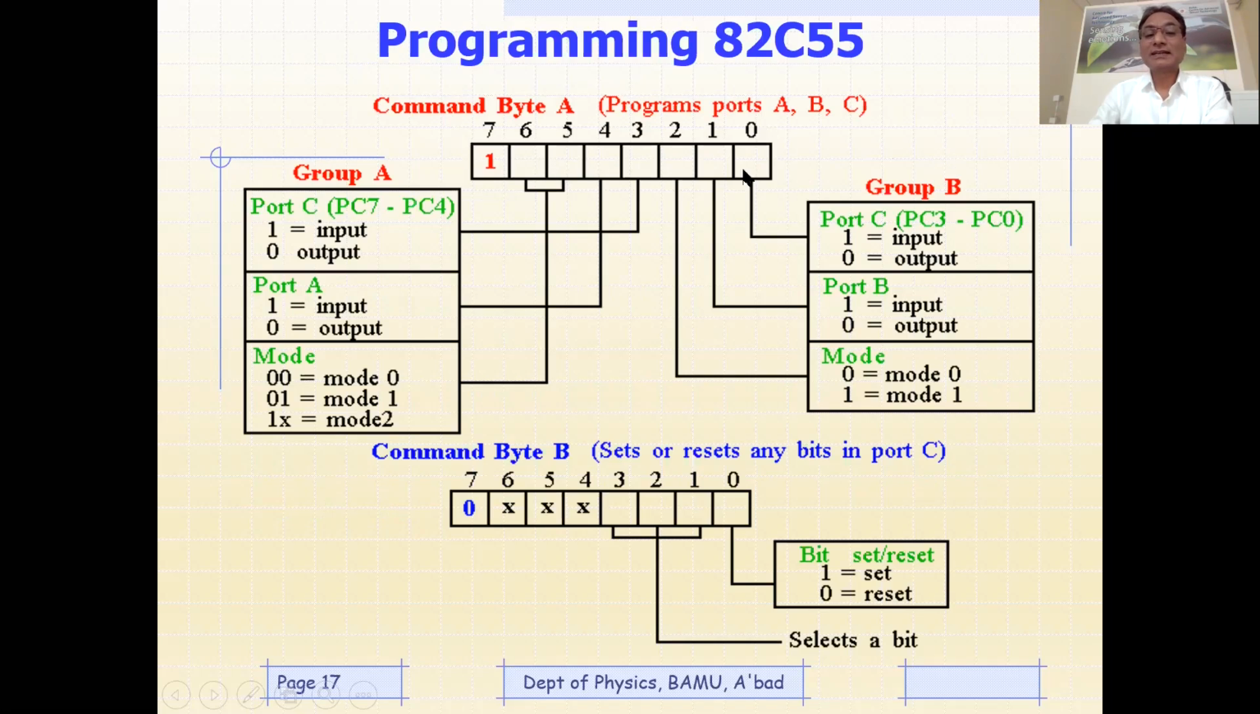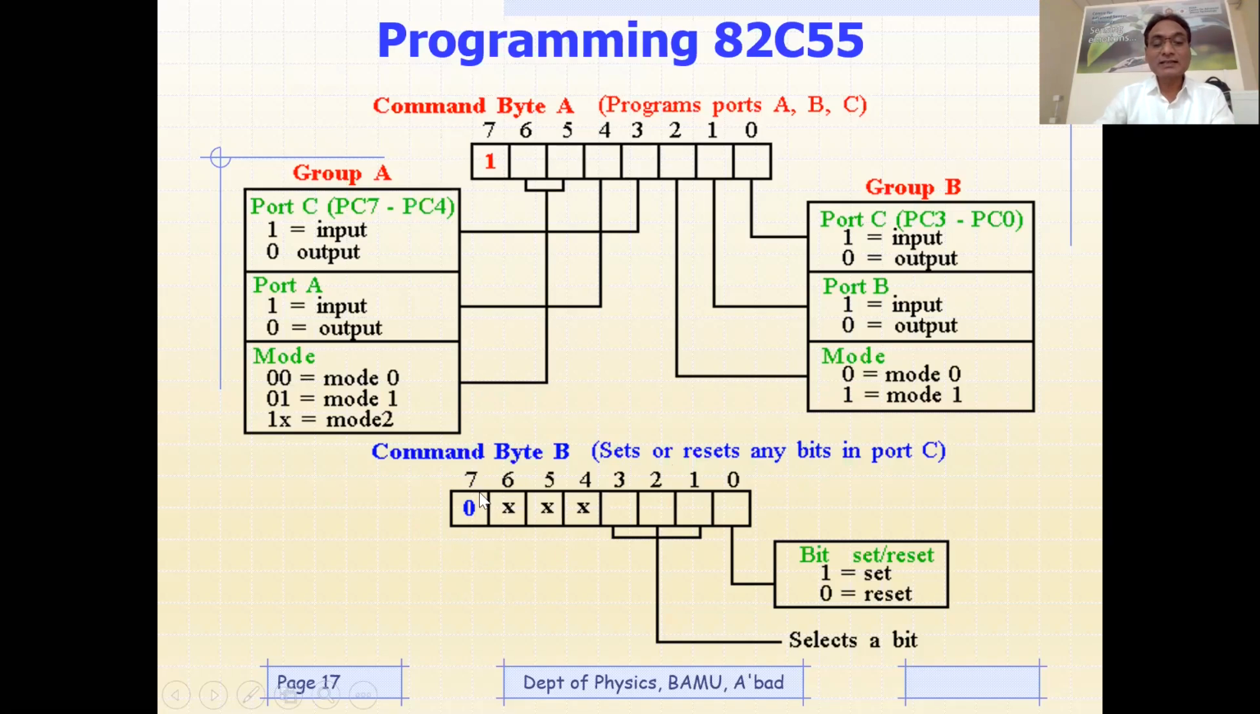Command word means control word register, CWR. It has 8 bits, right? You can see this D7 bit is 1, which means IO mode. As I mentioned earlier, the 8255 can be configured in 2 modes: IO mode and bit set reset mode, BSR mode. When the 7th bit is 1, it means IO mode, and when the 7th bit is 0, it means BSR mode. So there is command byte A and command byte B. Command byte B is used only to set and reset any bits of port C. This is only applicable for port C, not other pins, right?